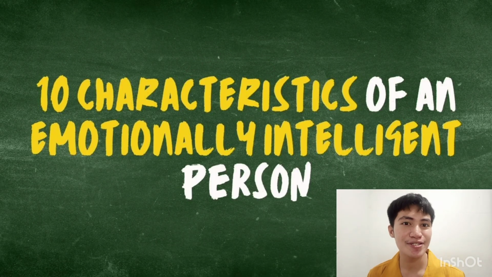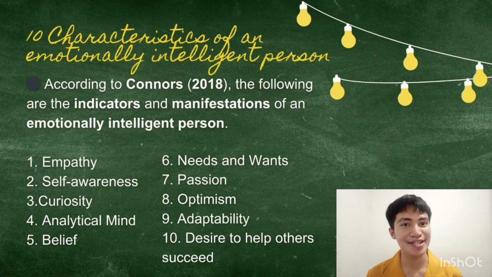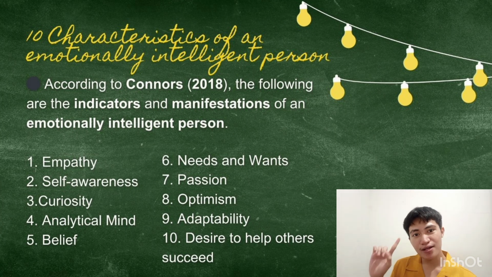Today, I'll share with you the 10 key traits of emotionally intelligent people by Connors 2018, and how people skills make a huge impact in schools. Let's dive in. First, we have empathy.